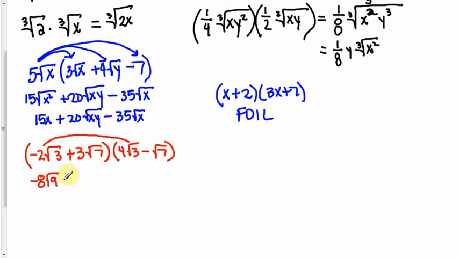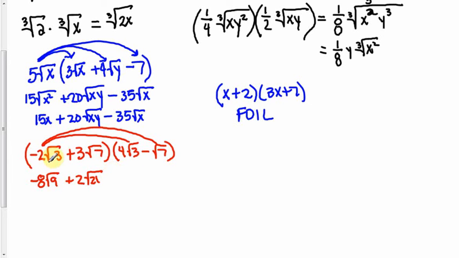And then that's our first. Now our outer, negative 2 root 3 times negative root 7. Do you see that? This is a negative, and the root 7 has a minus in front of it, so you look at it as a negative. So negative 2 root 3 times negative root 7 is a negative times a negative. That's a positive. 2, and then square root of 3 times square root of 7 is the square root of 21.